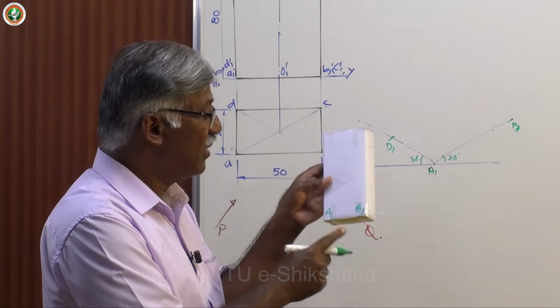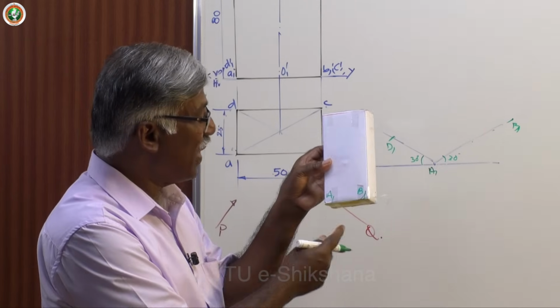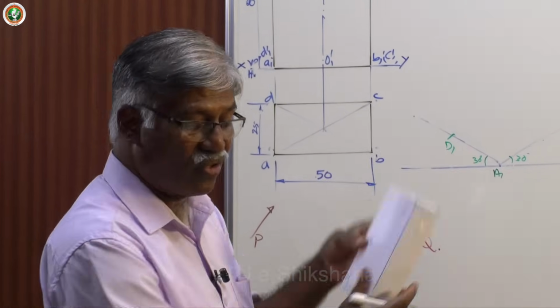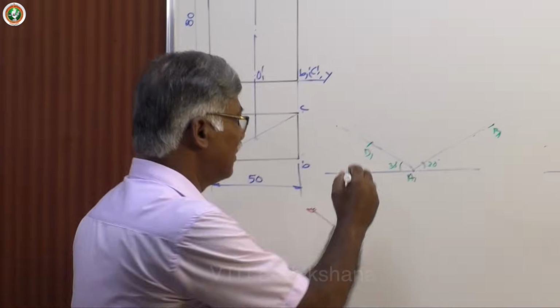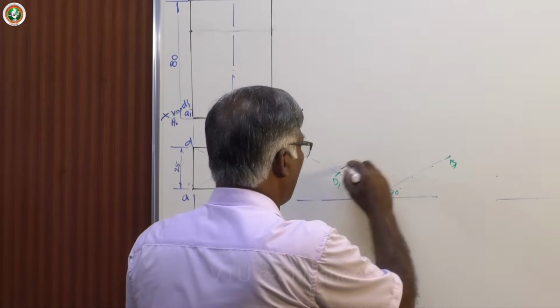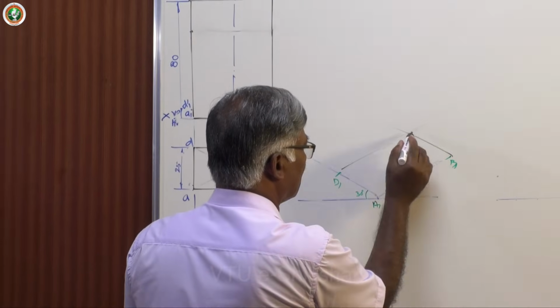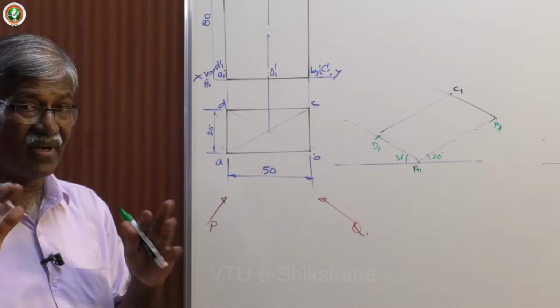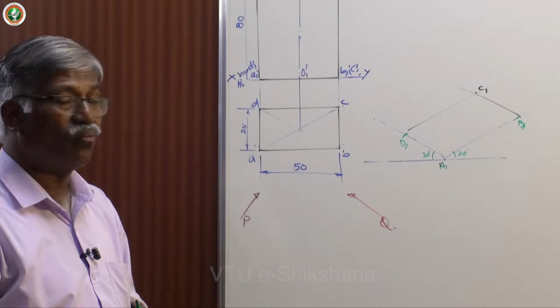How to get it? A1 B1 is parallel to C1 D1. A1 D1 is parallel to B1 C1. So draw two parallel lines, thin lines first, through these points. Yes, you get C1. The visibility concept, let us worry about it afterwards. Let us not worry now.